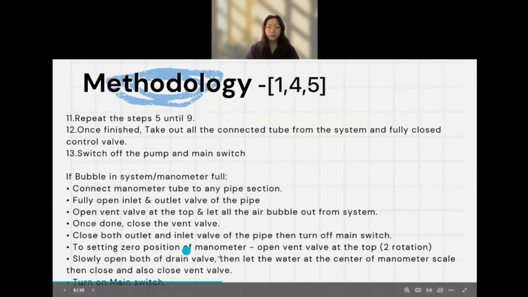And to set the zero position of the manometer, we should open the vent valve at the top 2 rotations. Slowly open both of the drain valves, then let the water settle at the center of the manometer scale, then close the drain valves and also close the vent valve, then turn on the main switch.